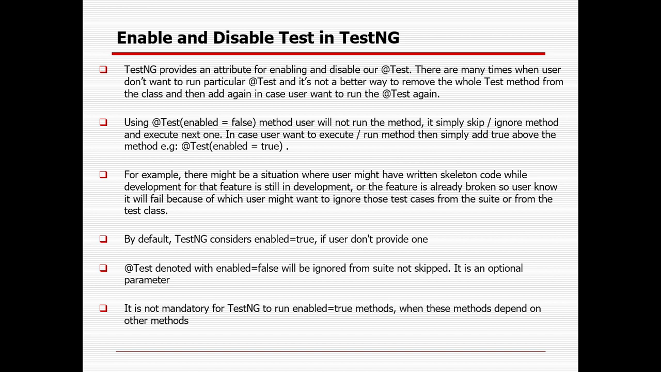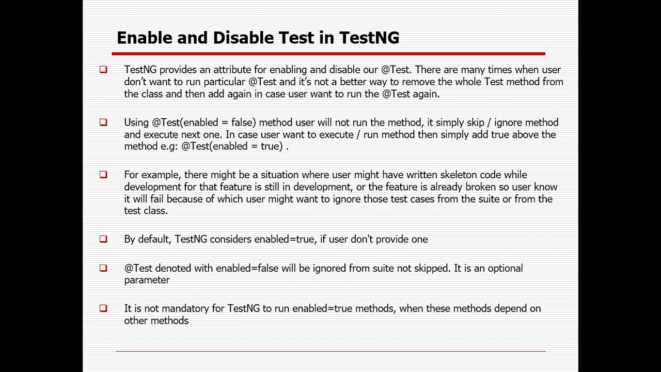TestNG provides an attribute for enabling and disabling our test cases. The at the rate Test will be considered a test case. There are many times when a user does not want to run a particular test case. Is it a better way to remove the whole test method from the class and then add it again in case the user wants to run it? Definitely we will not be removing it, because sometimes we need to use it again. So that is the reason it is better to just disable them from the execution.